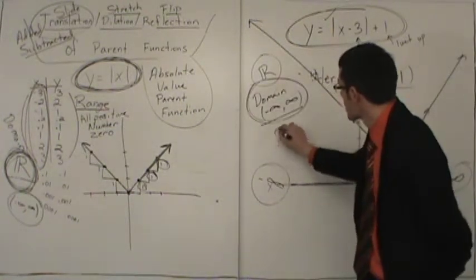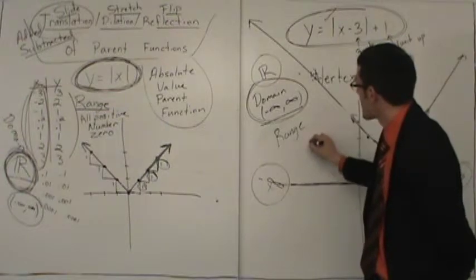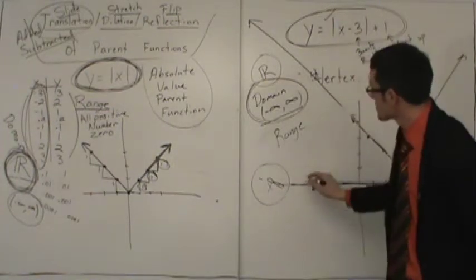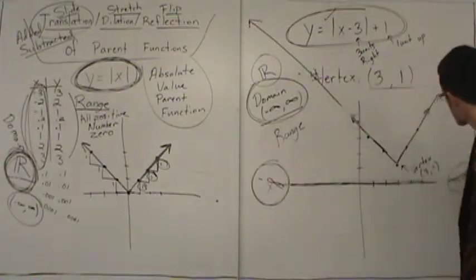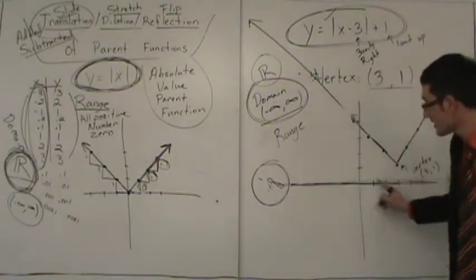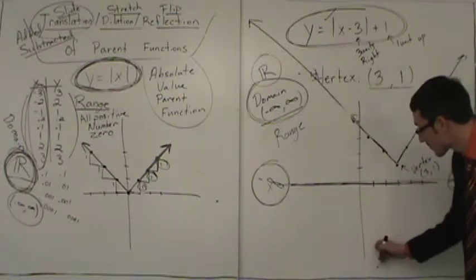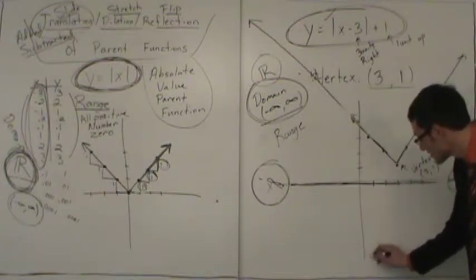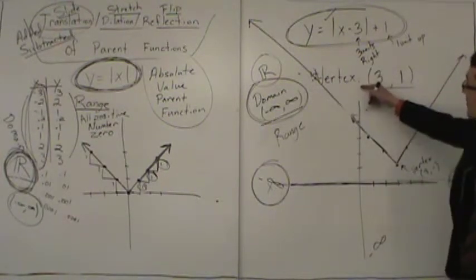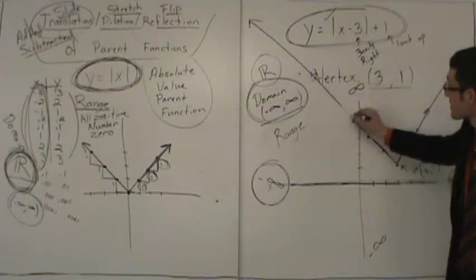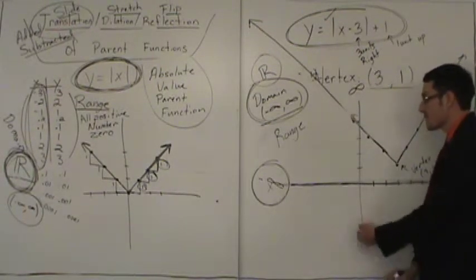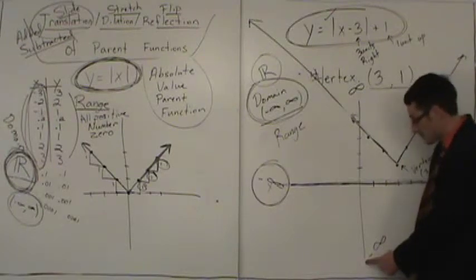Now, range. Range is bottom to top. Or think of it this way: negative to positive for domain is left to right, and range, negative to positive. Forever down, this concept down here is negative infinity. Forever up, the concept up here is positive infinity. Now, we're going to do the same thing vertically, starting at the bottom at the negative.